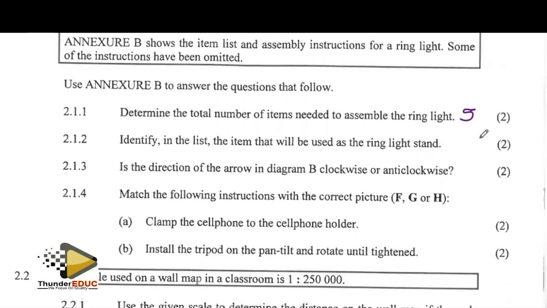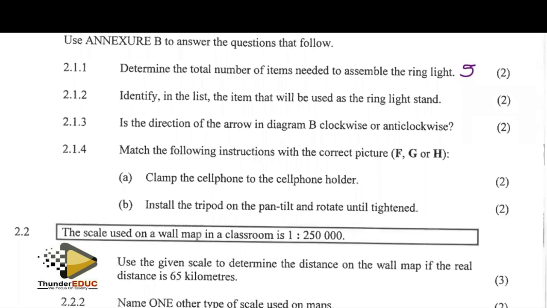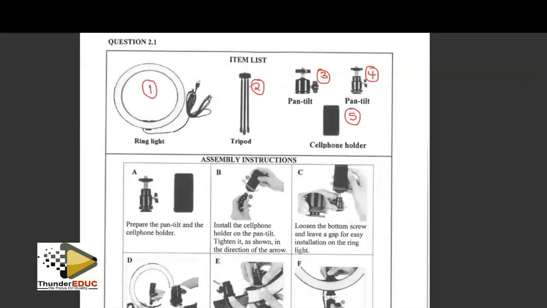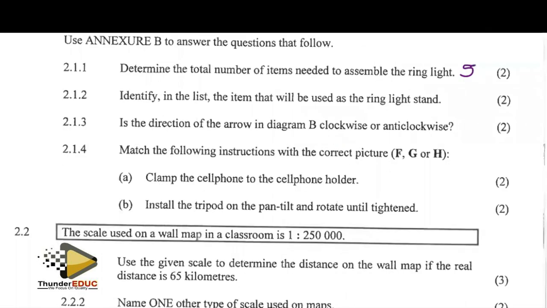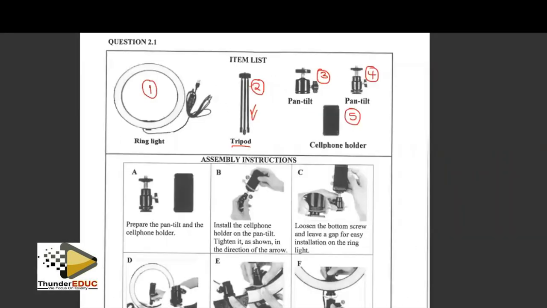Identify in the list the item that will be used as a ring stand. We go back here. This is a ring light itself. This is a tripod. These are too small to be stands. So it's number 2, which is called the tripod. The reason why it's called a tripod is because it has 3 legs. So here we shall write it's a tripod. Is the direction of the arrow in diagram B clockwise or anticlockwise? So we come to diagram B.